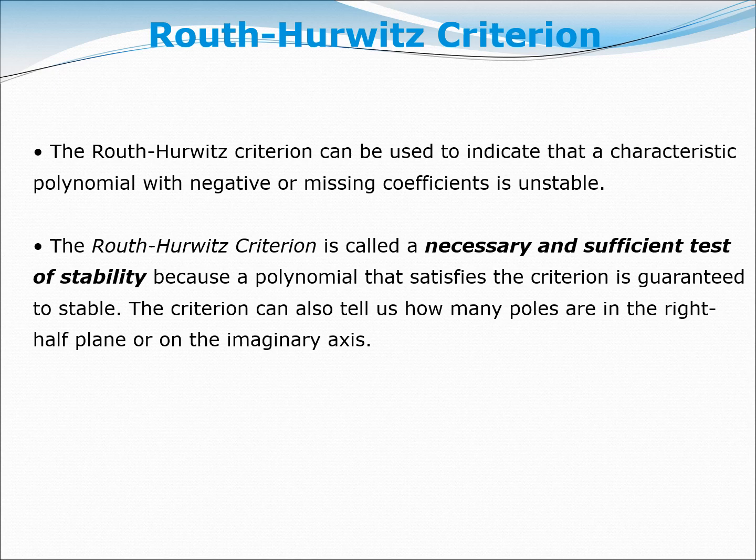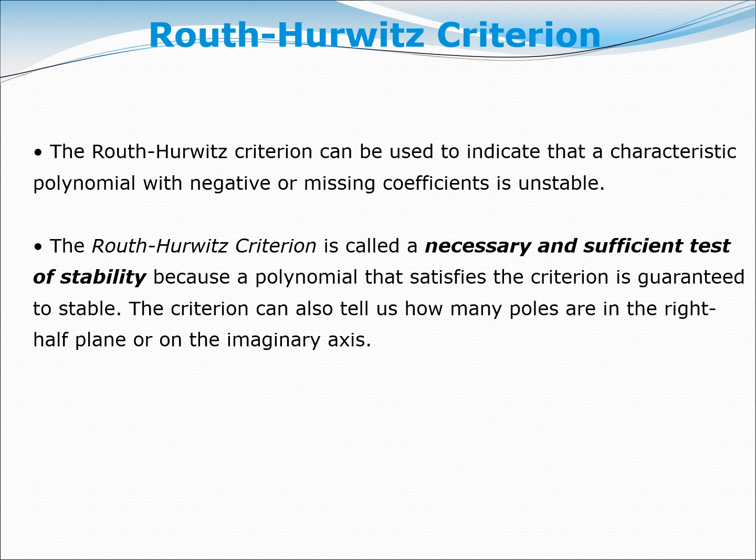The Routh-Hurwitz criterion can be used to indicate that a characteristic polynomial or characteristic equation with negative or missing coefficients is unstable. The Routh-Hurwitz criterion is called a necessary and sufficient test of stability because a polynomial that satisfies the criterion is guaranteed to be stable. The criterion can also tell us how many poles are in the right half plane or on the imaginary axis.